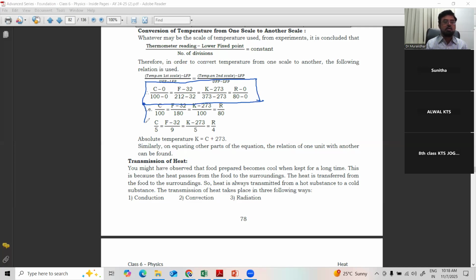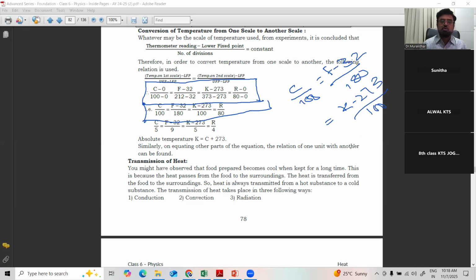Or this one you can write. C by 100 is equal to F minus 32 by 180 is equal to K minus 273 by 100 is equal to R by 80. This is the formula to convert one scale into another scale. You can see in newspapers when they give the temperatures of cities, they give two columns, one is Celsius, the other is Fahrenheit. How do they get it? By using this formula only.